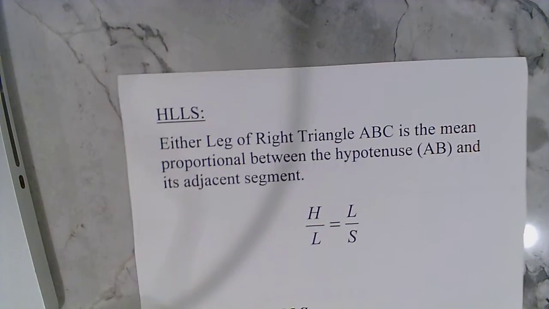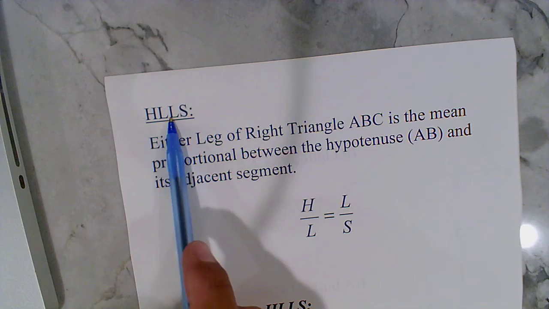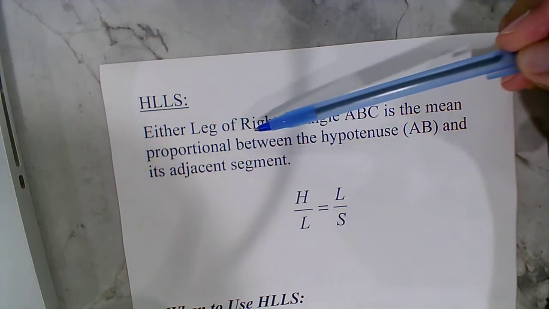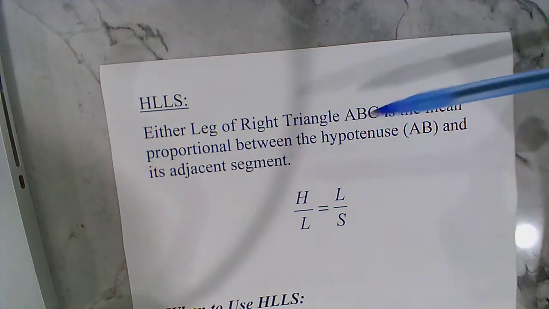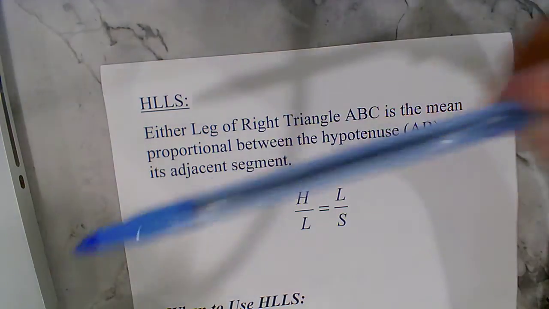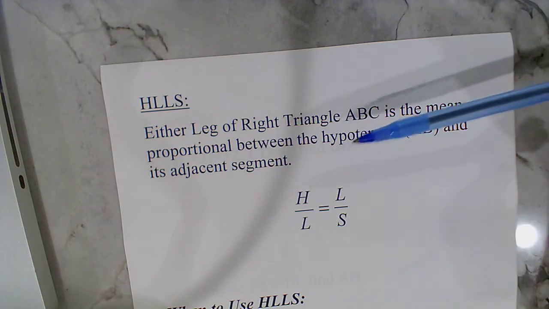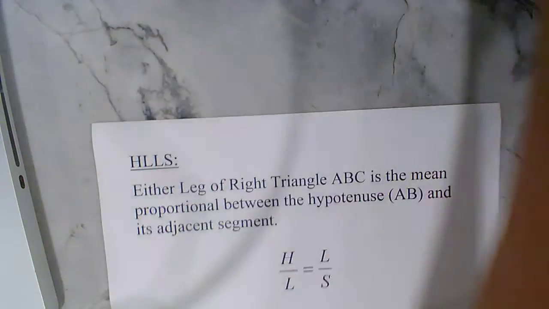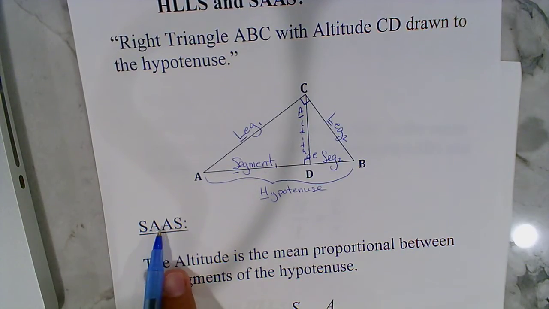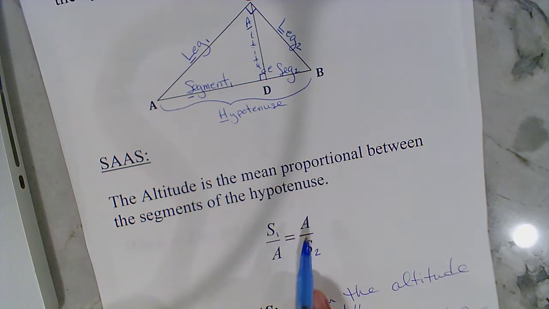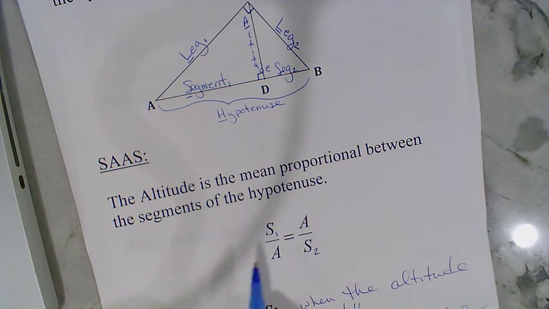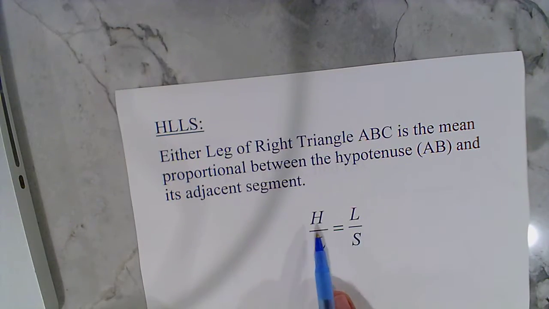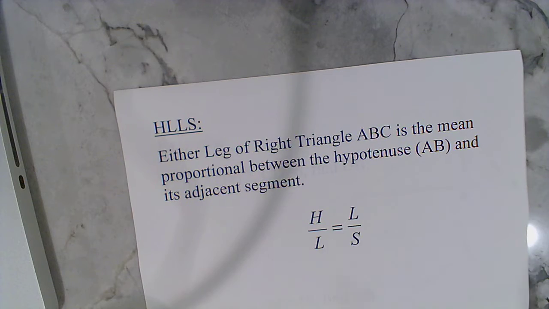The other misspelled acronym is HLLS. Notice there's no I. What that's saying is that either leg of the right triangle is, again, here's that term, mean proportional between the hypotenuse and its adjacent segment. In case it wasn't clear before, SAAS is S over A over S. That's how you write it. Same thing here with HLLS: H over L, L over S. Equal sign in the middle, of course.